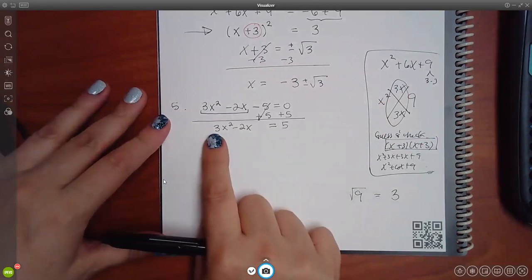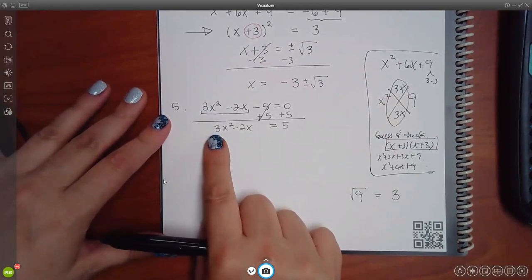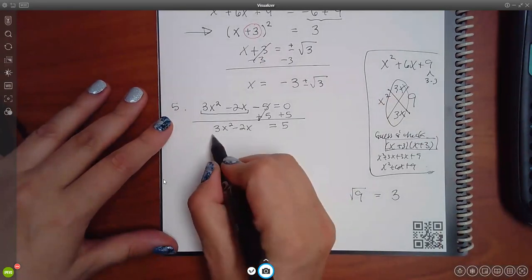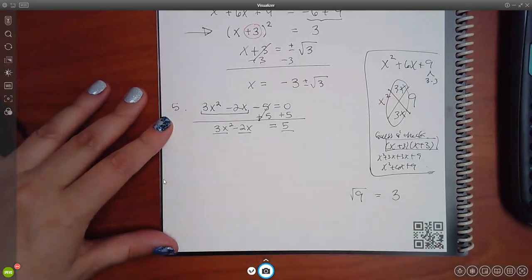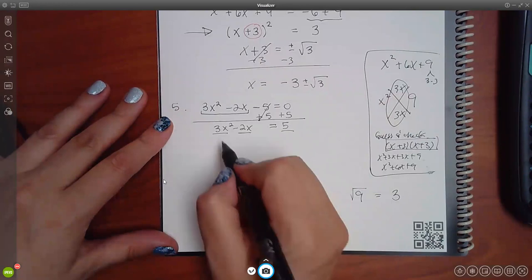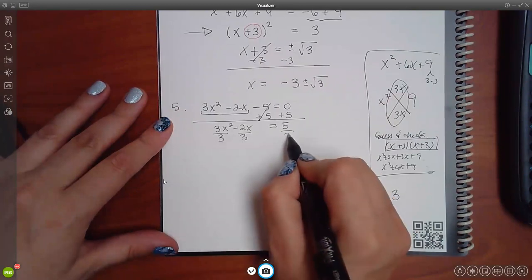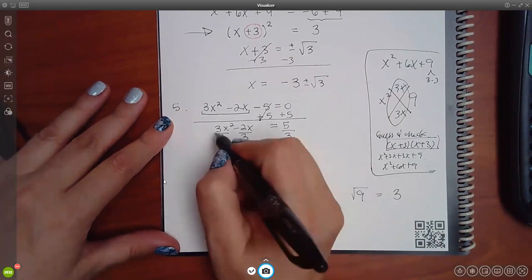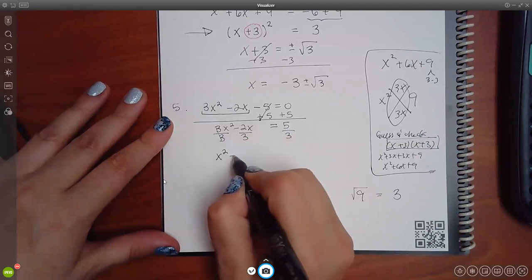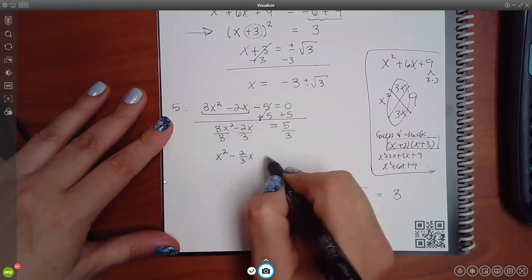But I do have a number in front on this one, don't I? Which is not great. But how do you get rid of it? You divide everybody by that number. Everybody across the board. So 3, 3, and 3. Then that will make it go away. But unfortunately, it means now I have fractions.